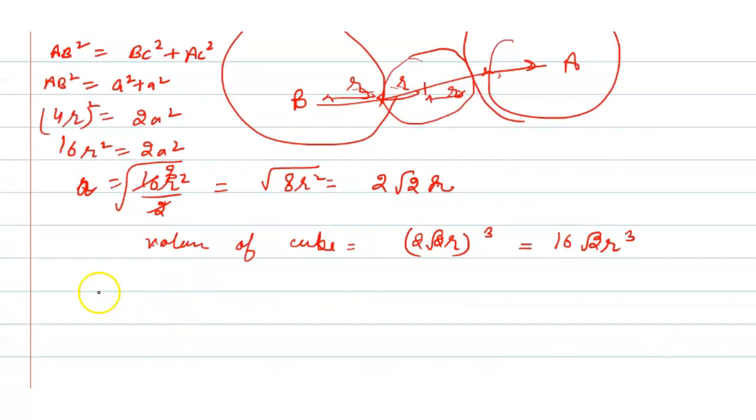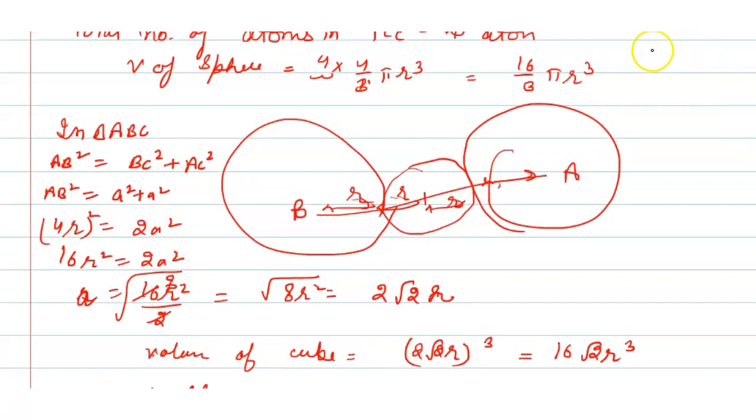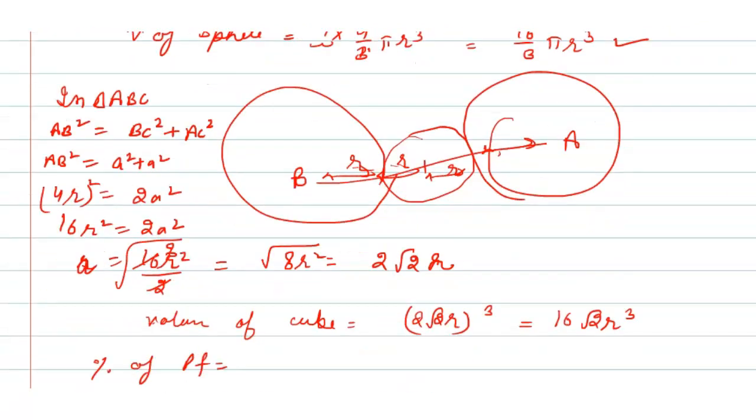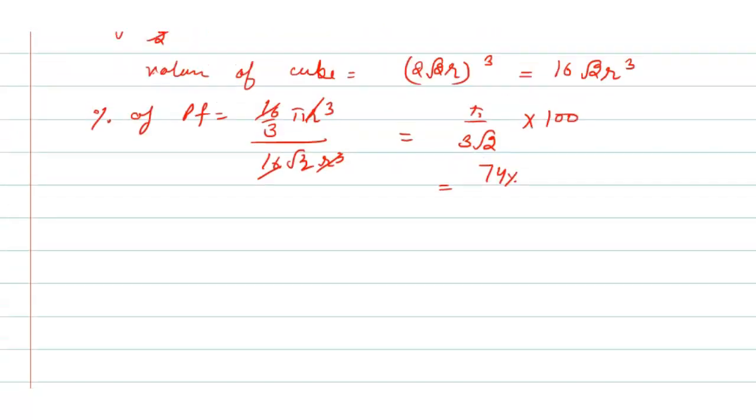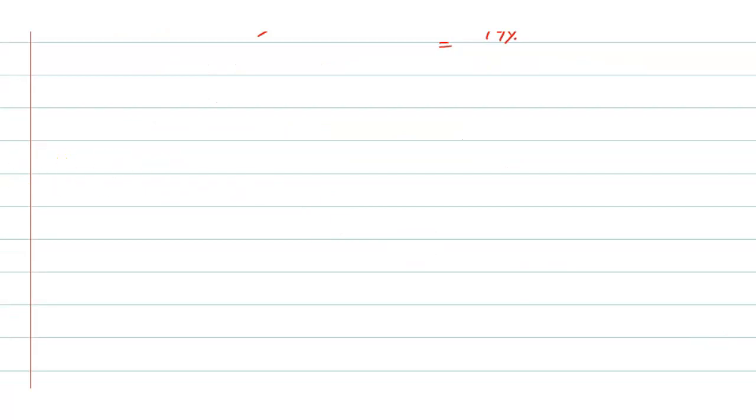Now we will find the percentage of packing fraction. So here volume of sphere, so what will be the volume of sphere? 16 upon 3 pi r cube. Now put this value in this, 16 upon 3 pi r cube upon volume of cube, which is 16 root 2 r cube. So r cube is cancelled, 16 is cancelled, so we will get pi upon 3 root 2 into 100. So we'll simplify this, so we will get 74%. So you can say that packing fraction of face centered cubic unit cell is 74%.